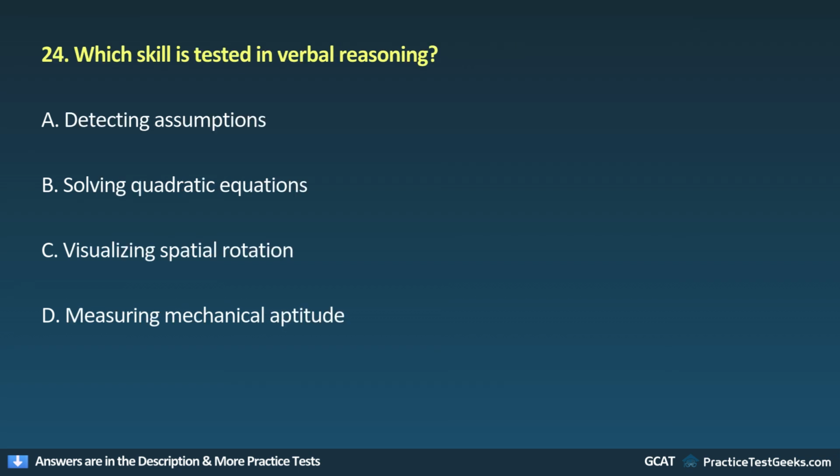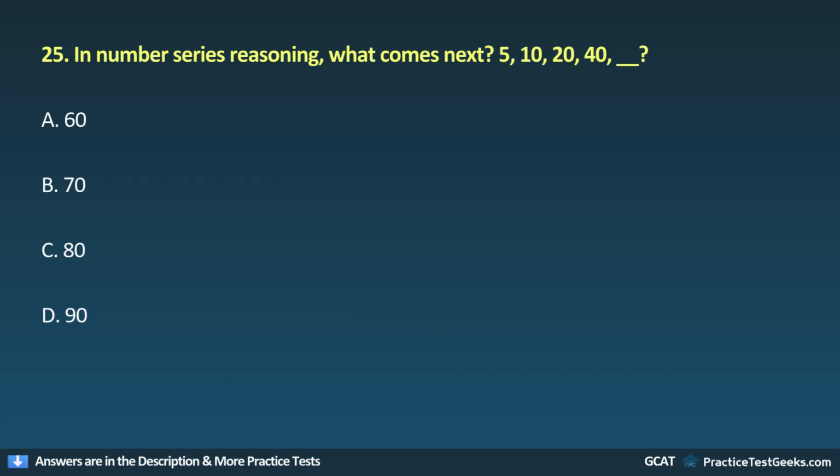24. Which skill is tested in verbal reasoning? A. Detecting assumptions. B. Solving quadratic equations. C. Visualizing spatial rotation. D. Measuring mechanical aptitude.